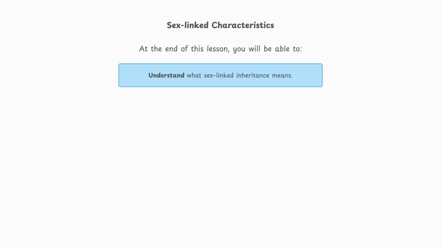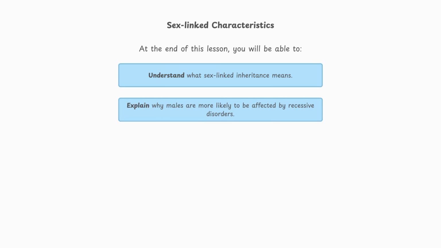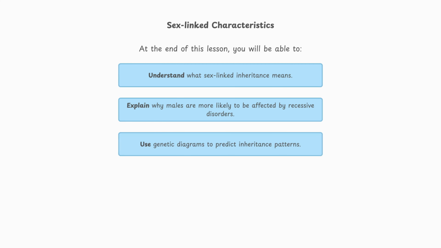Hello and welcome to this lesson on sex-linked characteristics. By the end of this lesson, you should be able to understand what sex-linked inheritance means, explain why males are more likely to be affected by recessive disorders, and use genetic diagrams to predict inheritance patterns. Let's explore how genes on sex chromosomes affect traits.